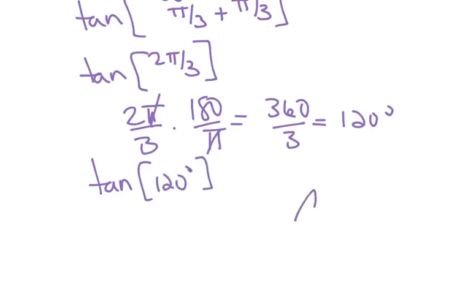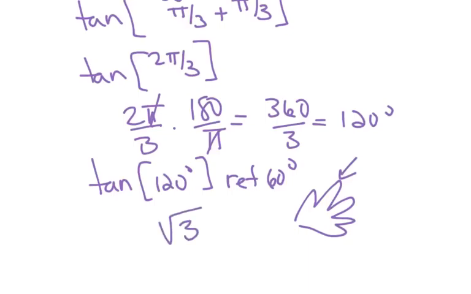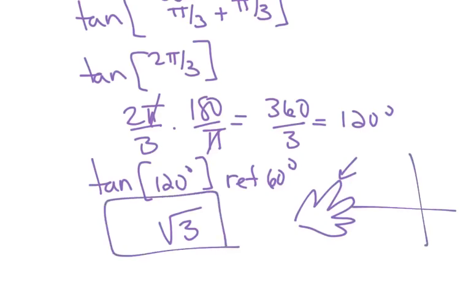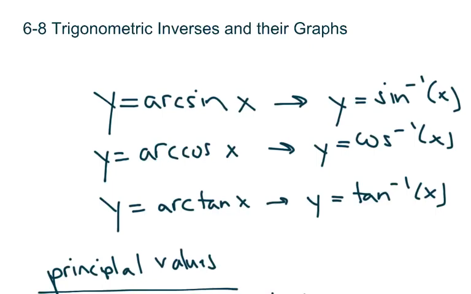Well, if you do the hand trick, 120 degrees has a reference angle of 60. So you're going to pull in this finger, and you're going to flip your hand over, and you're going to be left with square root of 3 over 1. So the answer is square root of 3. Then you have to ask yourself, using All Students Take Calculus, is the answer positive or negative? If you're in quadrant 2, which is where 120 degrees is, it's negative, so it should be negative square root of 3. And that's all we're going to look at from section 6-8 on trigonometric inverses and their graphs.